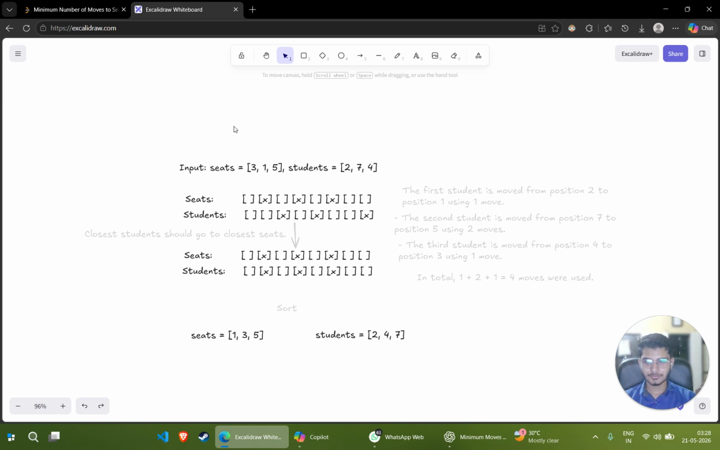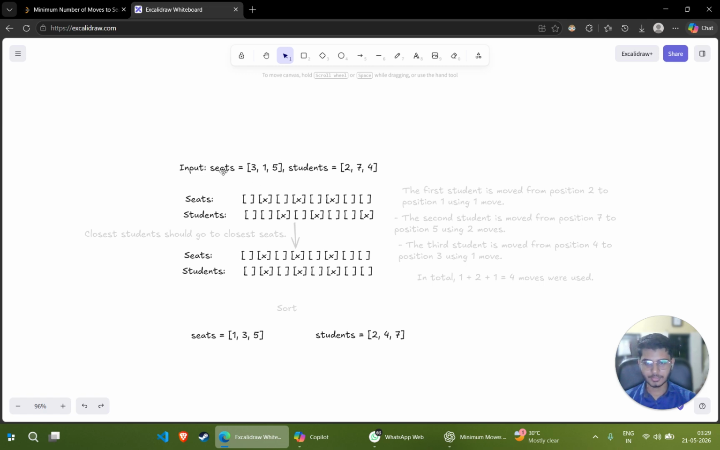In this question, we are given two inputs, the positions of the students and the seats. One student can move left or right by one position in one move. Our task is to place every student on a unique seat using the minimum total moves possible. So basically, we need to find the most optimal student to seat arrangement.